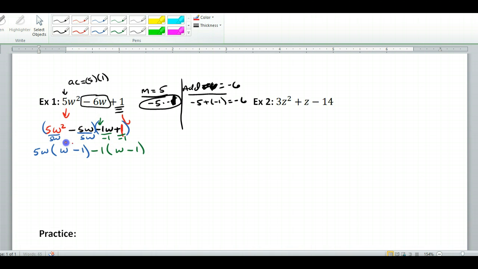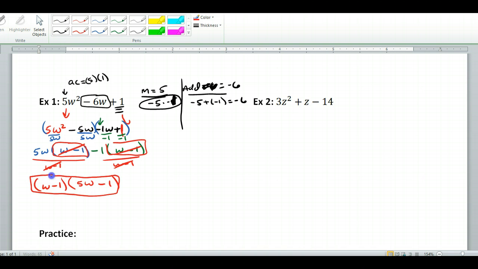Always check to make sure your binomial factors in grouping match up. Do they? Yes. So we pull out that common factor, w minus 1. If I divide this term by w minus 1, those cancel out, and I'm left with 5w. If I divide this by w minus 1, those cancel, and I'm left with minus 1. And this is a factored form of 5w squared minus 6w plus 1.